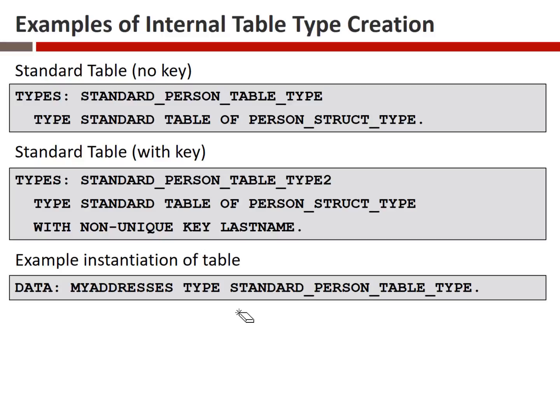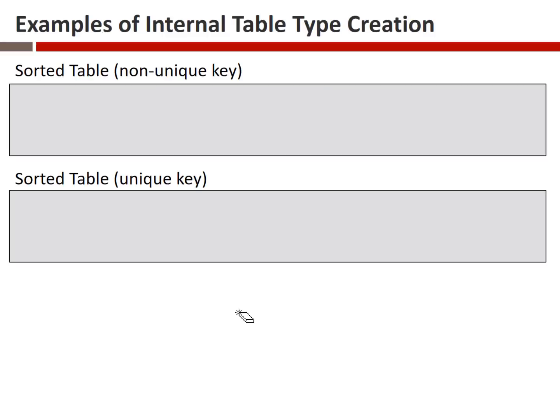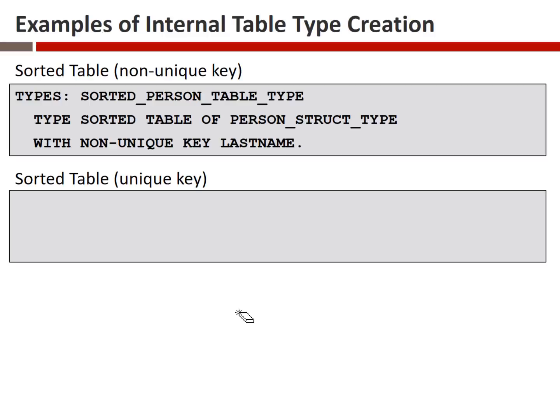Well, let me just show you a few other variations, and then we'll start playing around with some code here. A sorted table, and let's just say I want it to be a non-unique key. So I could have multiple Robert Johnsons in my table. Type sorted person table type, type sorted table of person struct type with non-unique key last name.